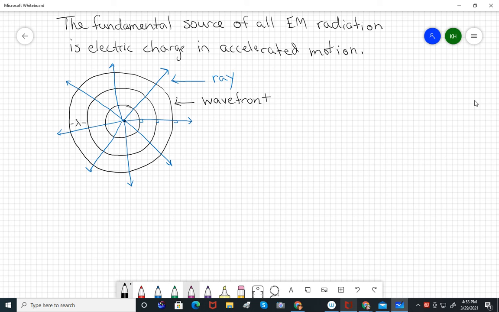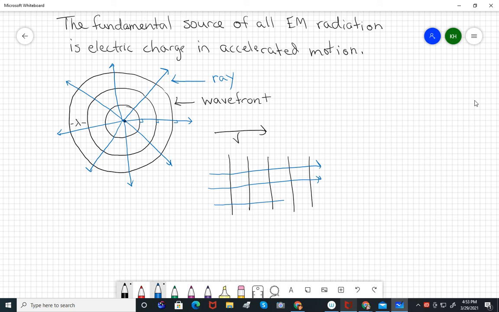Now, if you have a situation where your wavefronts are parallel, suppose we have a wave traveling this way. So here's our wavefronts, they're equally spaced. In that case, our rays would also be parallel to one another. And parallel rays are really useful for looking at geometric optics, which is where we're going. Geometric optics is how we explain how mirrors work and how lenses work.